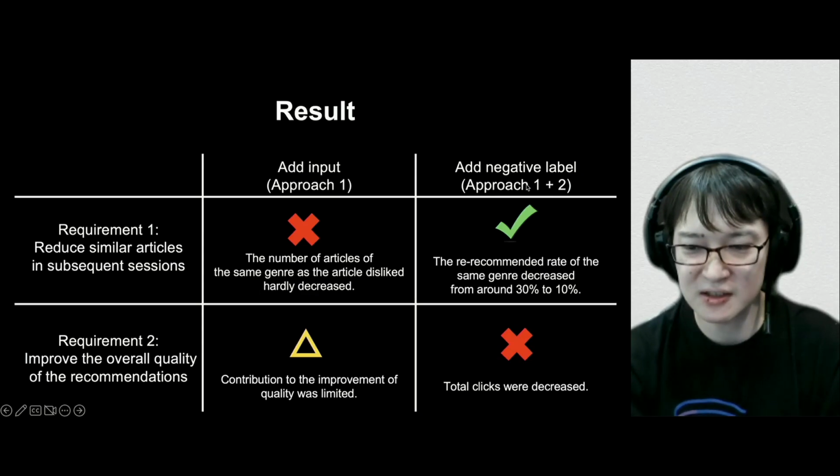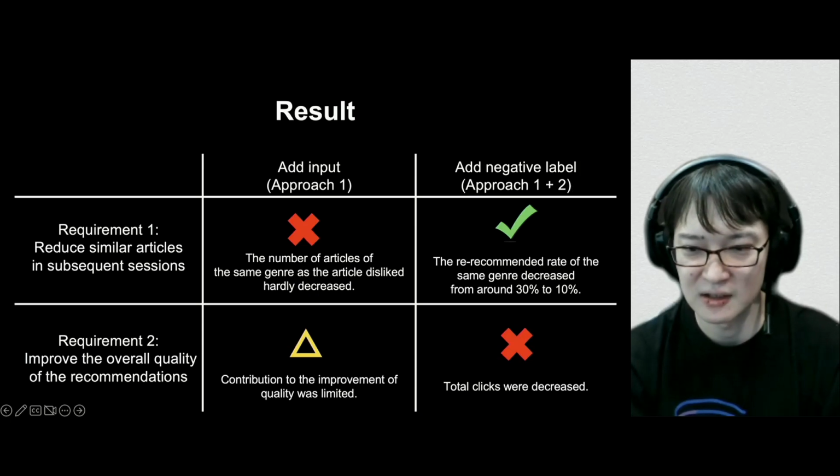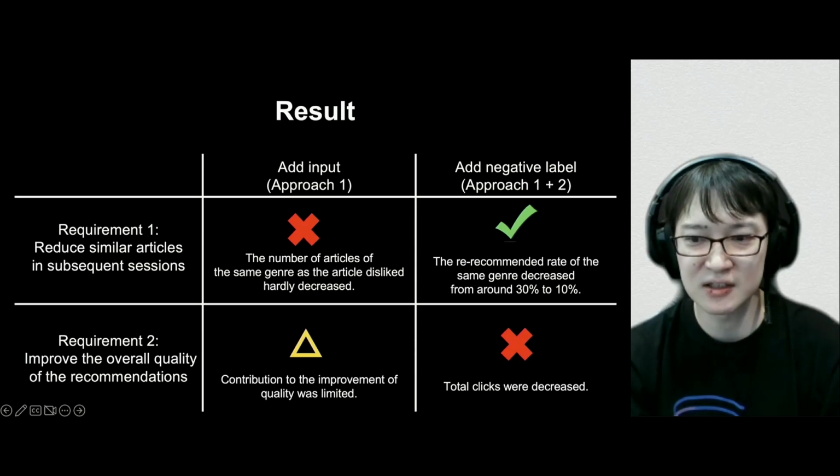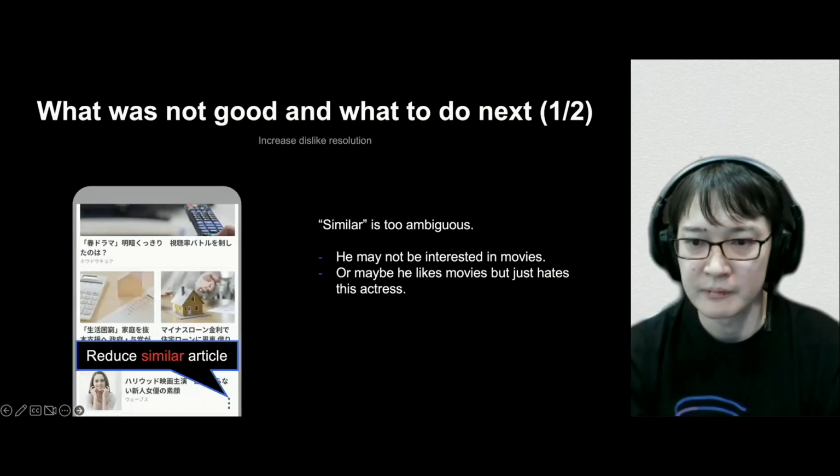And for the second approach, with the negative label, we are able to realize the lowering of the recommendation. If we do not give consideration to the dislike signal, the possibility that a similar article is introduced is 30%, but by using this methodology, we are able to reduce that to 10%. On the other hand, as mentioned earlier, users click to some extent on articles of the same genre that they dislike, so the number of clicks was reduced due to lost opportunity.